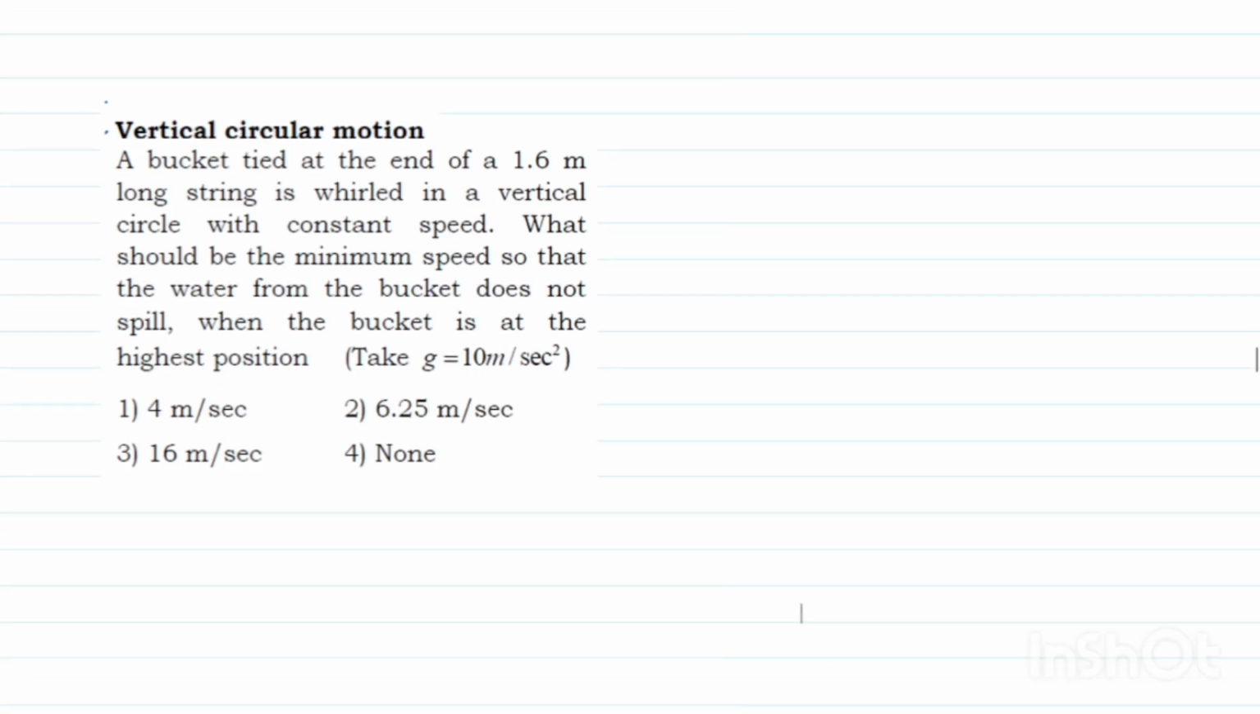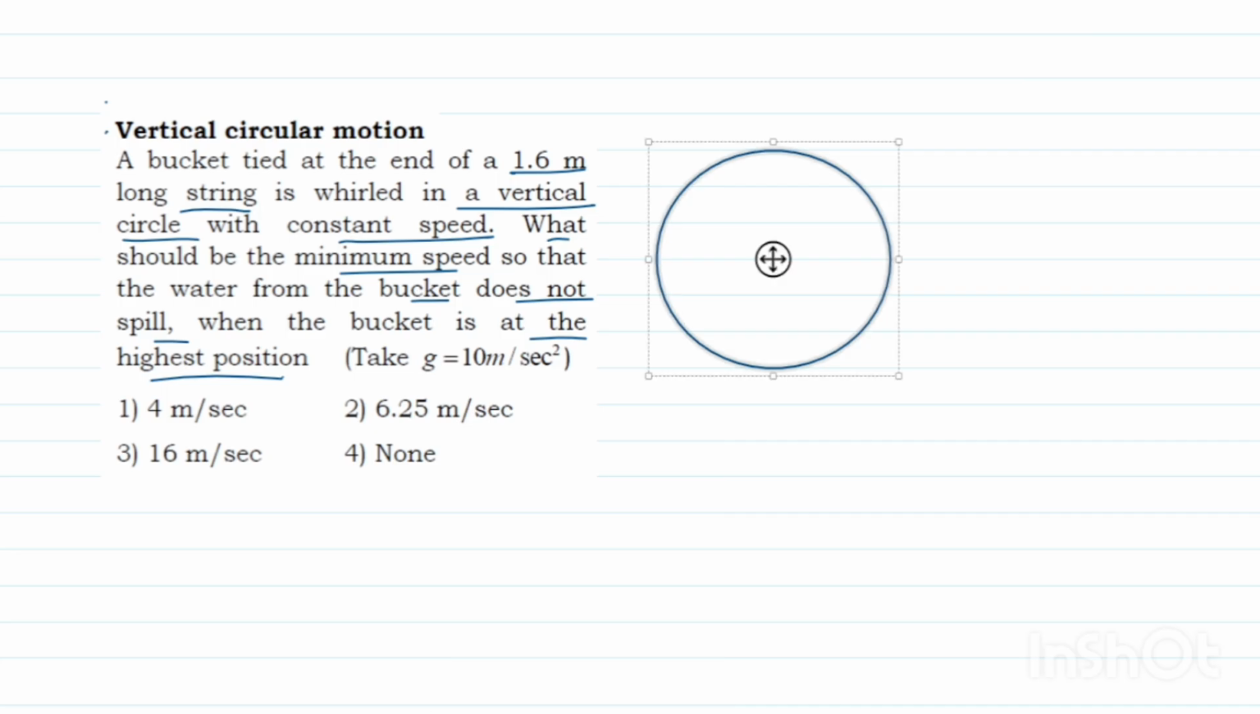A bucket tied at the end of a 1.6 meter long string is whirling in a vertical circle with a constant speed. What should be the minimum speed so that the water of the bucket does not spill when the bucket is at the highest position? Here you take a bucket and fill it with water, students, and make a turn. You just imagine this is a bucket, and it hangs like this without spilling. Here you are rotating the bucket.